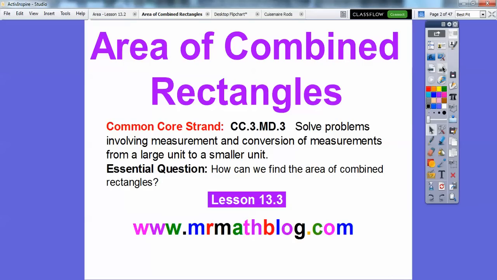All right, there's our Common Core strand, and our essential question is: how can we find the area of combined rectangles? That's what this lesson is.